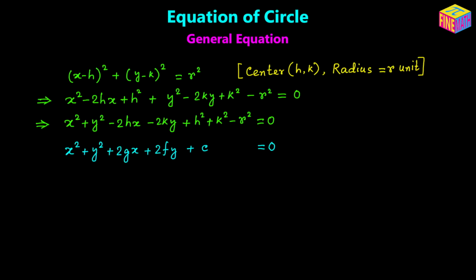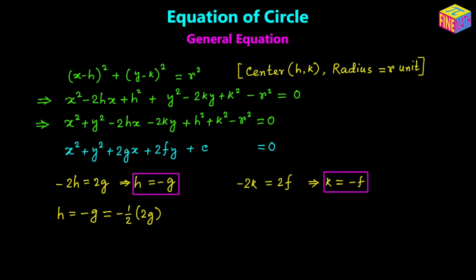Now let's compare the coefficients of the x terms in both the equations. Here you see negative 2h is equivalent to positive 2g, and from there we can say definitely h will be equal to negative g. Similarly, let's compare the coefficients of the y terms between the two equations. Negative 2k is equivalent to 2f, and from here we can say k will be equal to negative f.